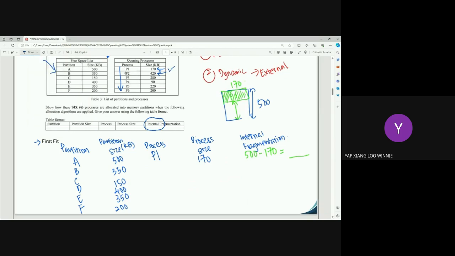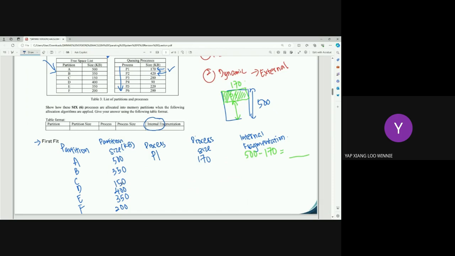Let's look into process 2. Process 2 size is 420. Partition A is already filled, so I cannot put anything into partition A anymore. Now, 420, can I fit it into partition B, which only has 350? The space is 350, but your process is 420. It is not sufficient, right? So not enough space for this process. So you cannot put P2 here.